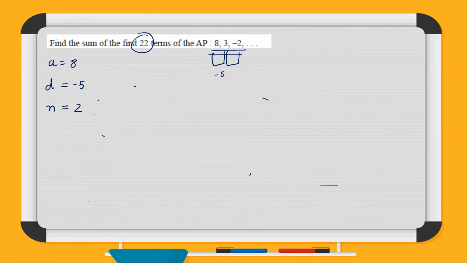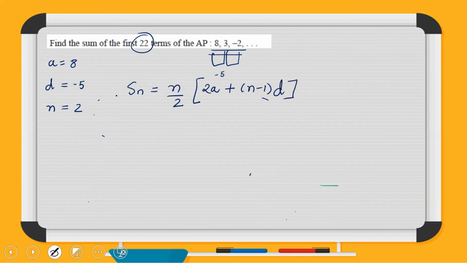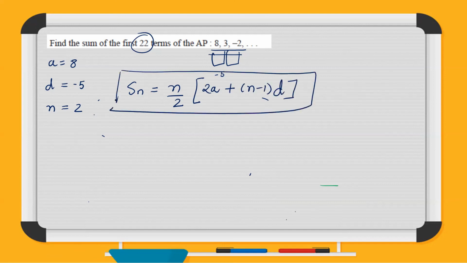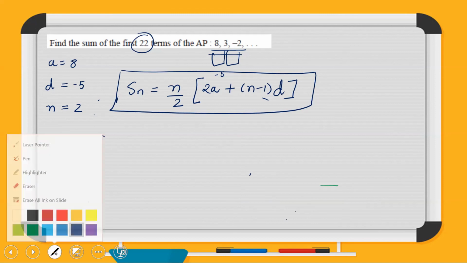What is the formula? The formula is Sn is equal to n by 2 in bracket 2a plus n minus 1 into d. It is very important to write down the formula and just box it. And now you substitute the values.